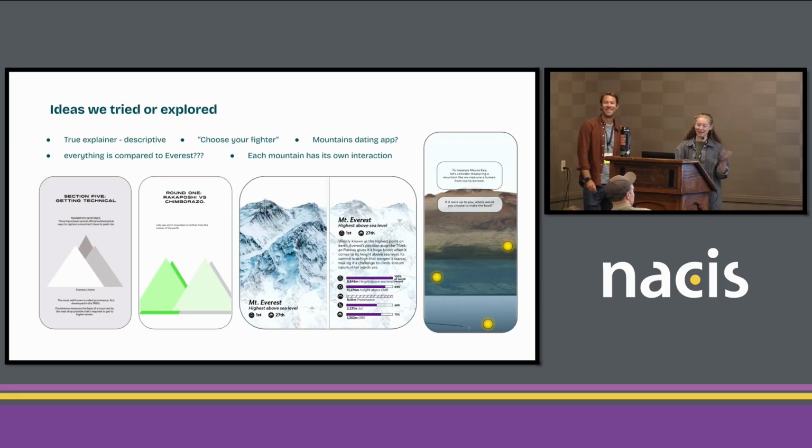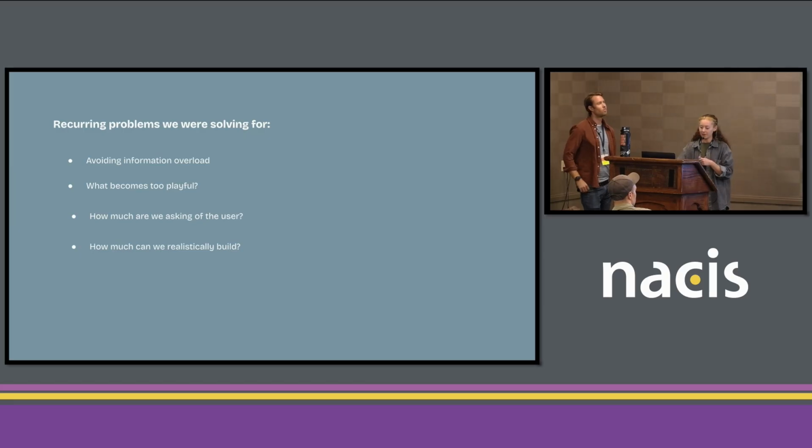And we tried comparing everything to Everest, but that didn't really seem like in the spirit of the thing. And we tried to think about having each mountain have its own bespoke interaction. And one cool thing is that even though none of these were the true way we went through with it, all of the ideas brought something special that actually ended up getting in the final product in some way, shape, or form, which was really cool.